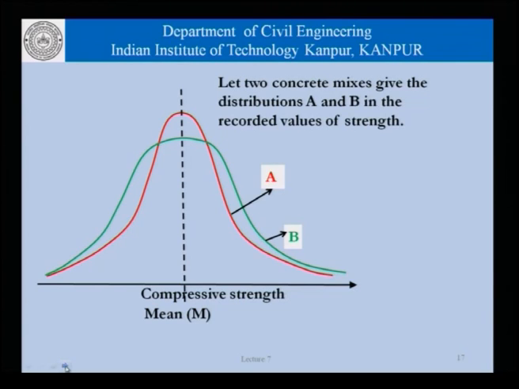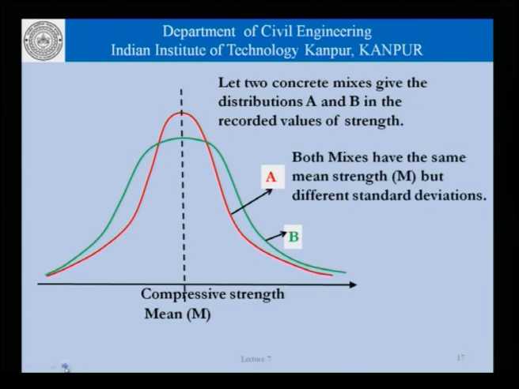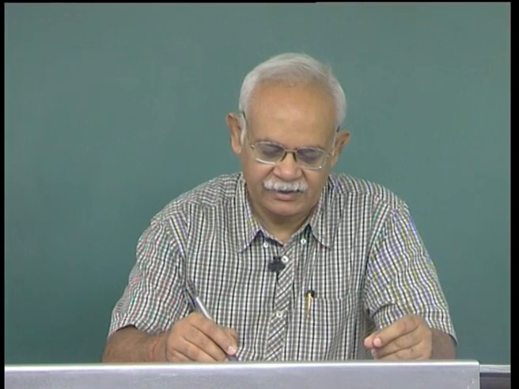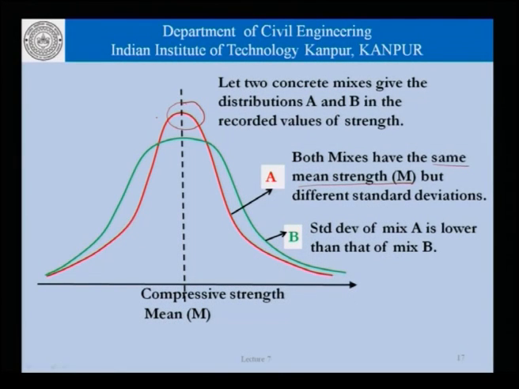What happens therefore is a situation like this. There are two concrete mixes which give distributions A and B in the recorded values of strength. Now, what can we say about the mixes A and B? What we can say is that both mixes have the same mean strength M. That is, their strength distribution that we get is distributed about the same mean. That is, both the mixes have the same average strength. But having said that, the standard deviation of mix A is lower than that of mix B. How do we say that? Because the peak that we get here in the case of mix A is sharper.